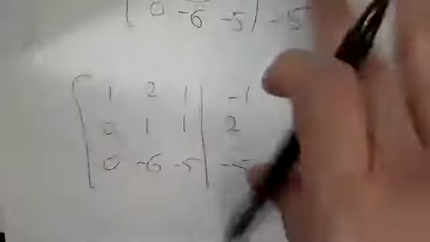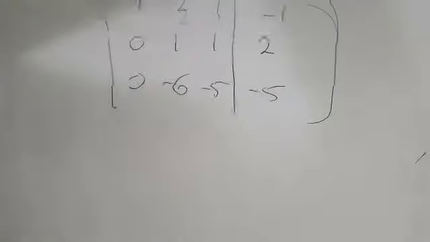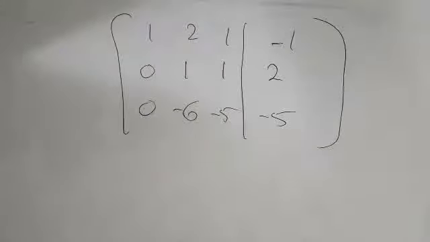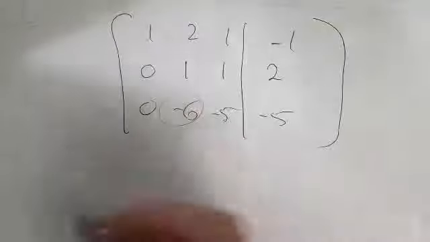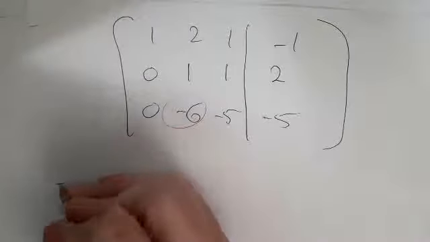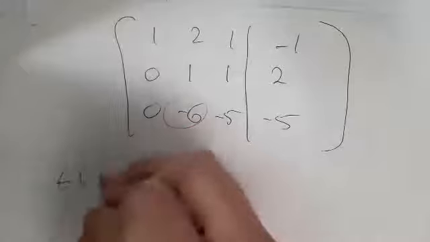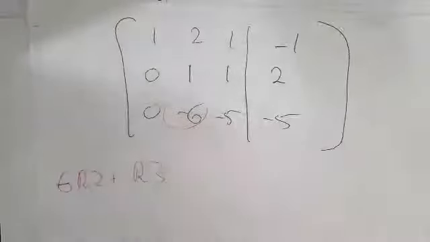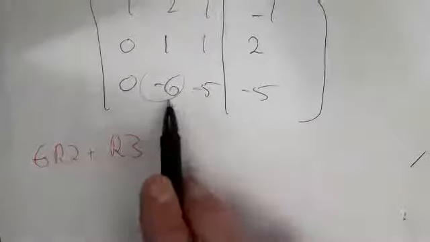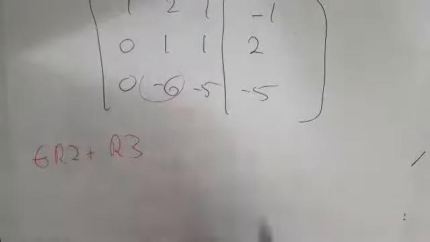All right. We got to get rid of the negative 6 here, so I guess we could multiply row 2 by positive 6 and add it to row 3. Yep, that's exactly what you do. Once you get the 1, you use it sort of like it's a unit, right? Whatever this is, you do the opposite times that row.